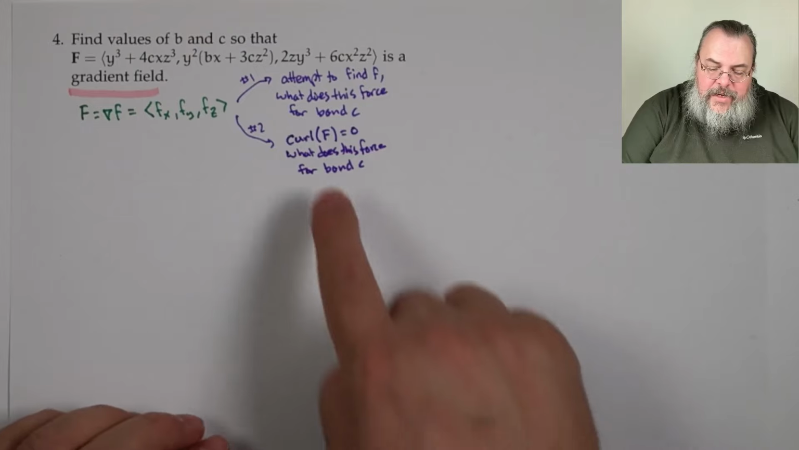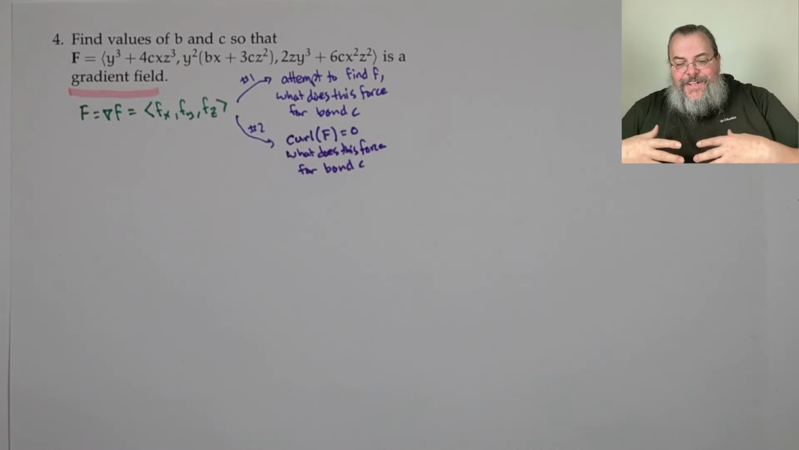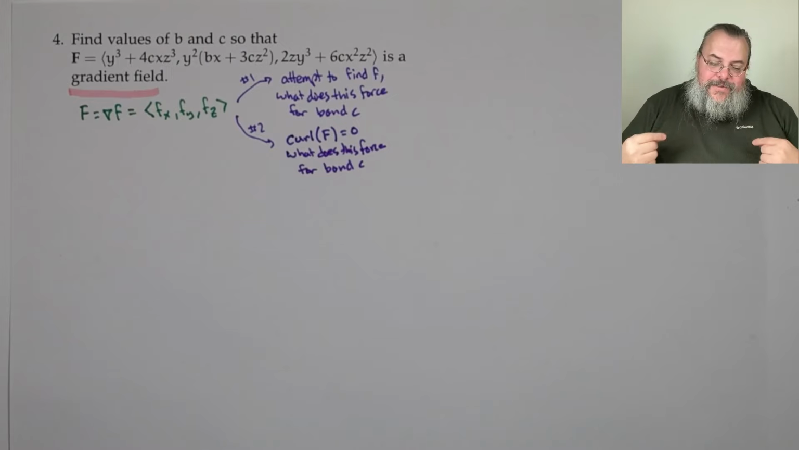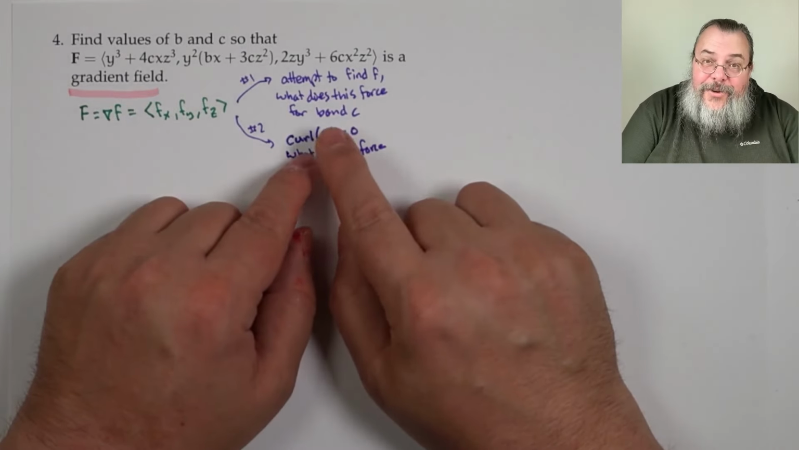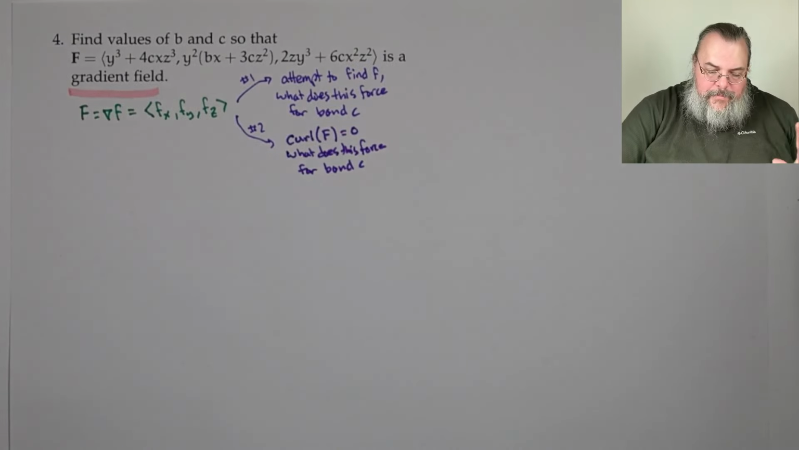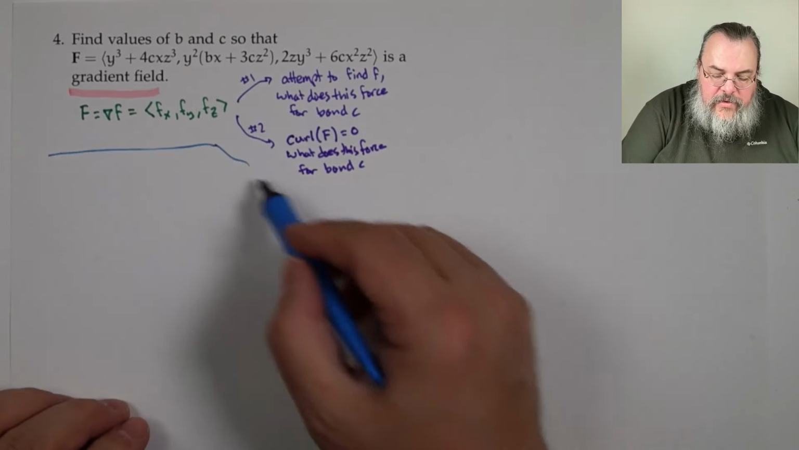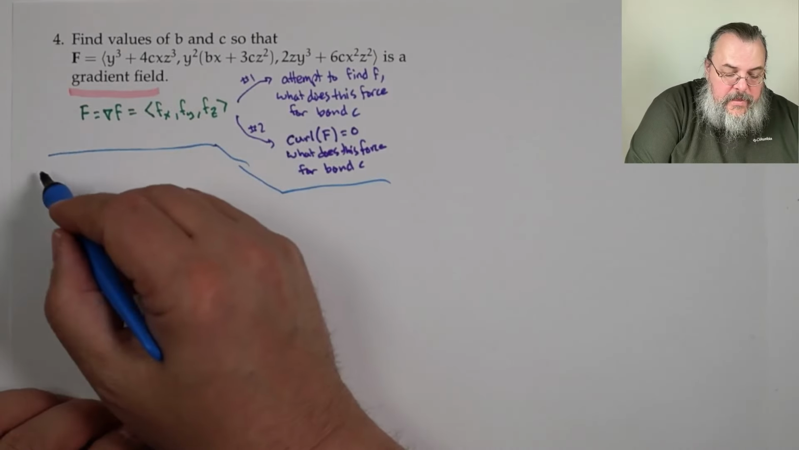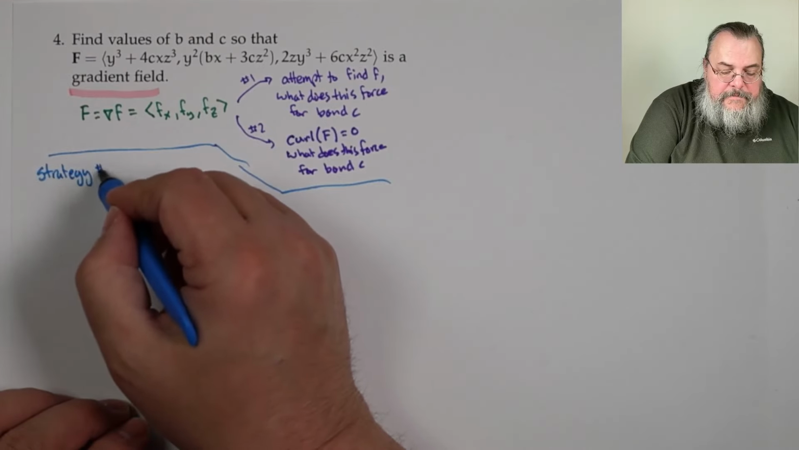And I should say strategy number 2 only works if you understand curl of a gradient is equal to 0. And so this is not true for every field. It's only true for gradient fields. So, okay, here we go. What we have is we're going with strategy 1. We need to find f.